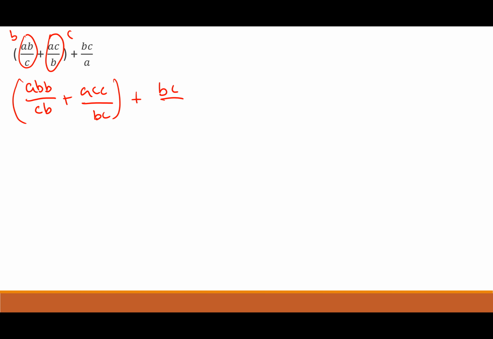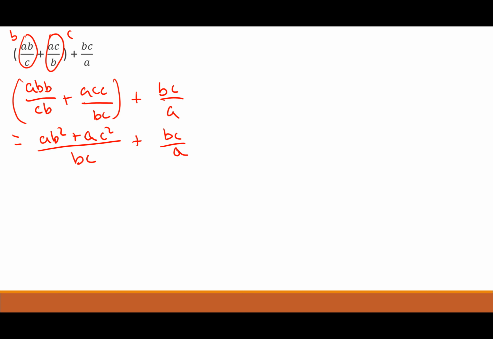Okay, just as a reminder, BIDMAS, addition comes before subtraction, but brackets is the most powerful operator. So we need to do that bit first. So that times B, this times C. So let's do that. B over CB plus C over BC plus BC over A. And that's going to be AB squared plus AC squared over BC plus BC over A.